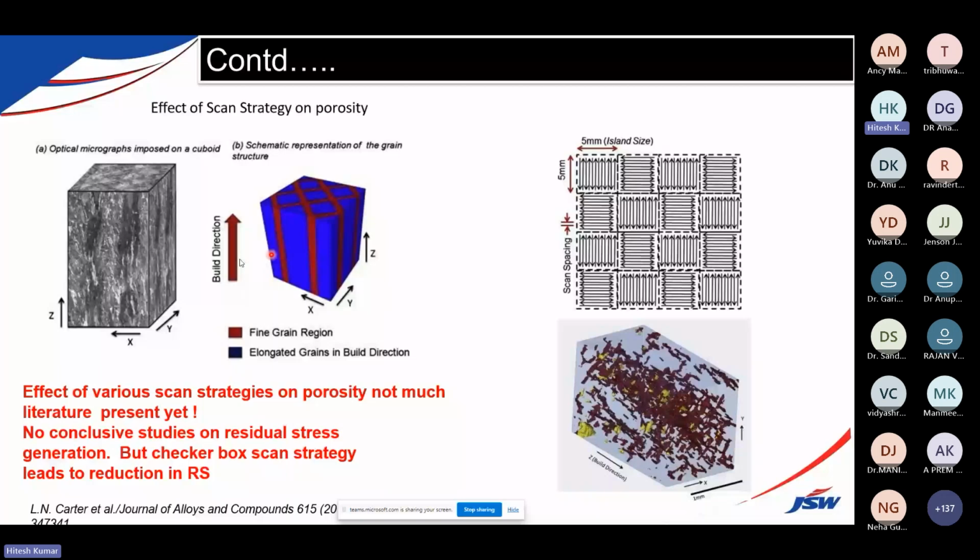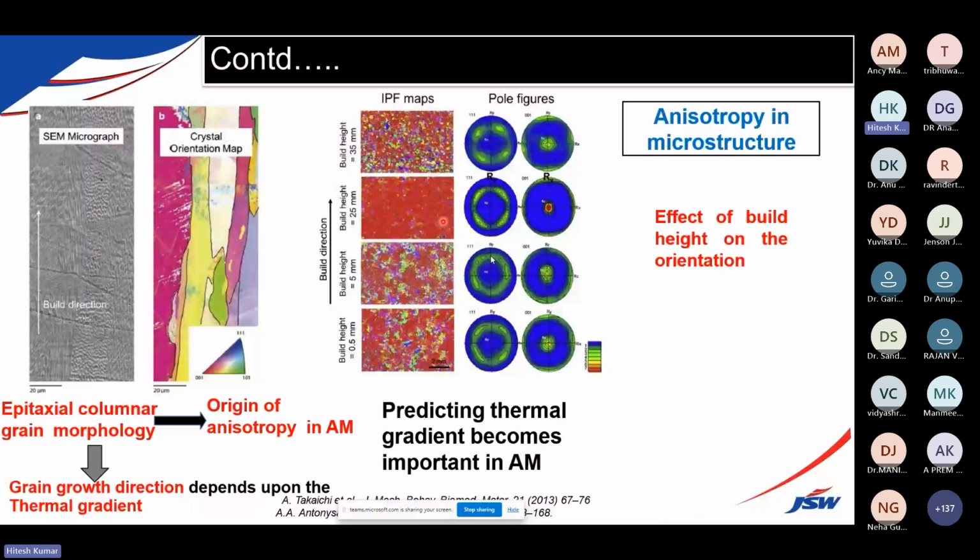And there is another thing: in the build direction, you are going to get columnar growth, elongated grains. But this basically increases the inhomogeneity in your material. So how to cope with those things? The first thing we thought of was some secondary processing like HIP plus heat treatment, to decrease the inhomogeneity or improve the homogeneity in your material.